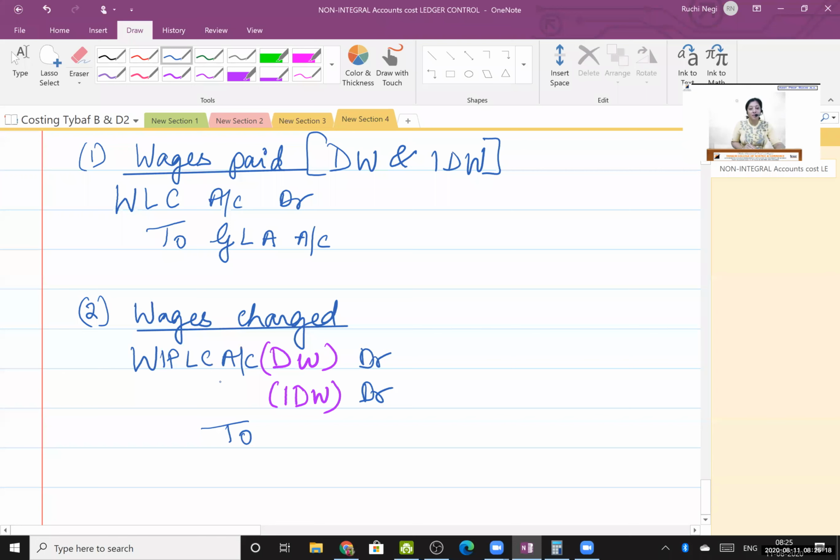And indirect wages, where is it recorded in the cost sheet? Under what do you call indirect cost, under factory overheads. So this will be charged to factory overheads ledger control account. Either wage control was debit, or wage control will be credit. You are balancing the ledger.